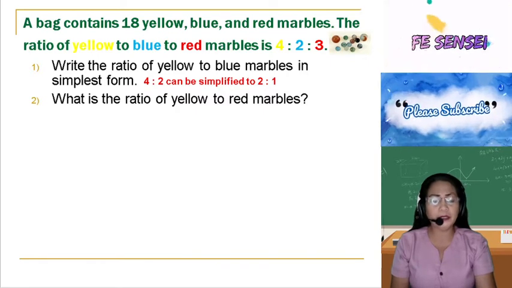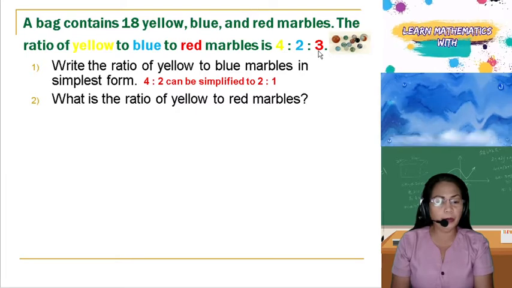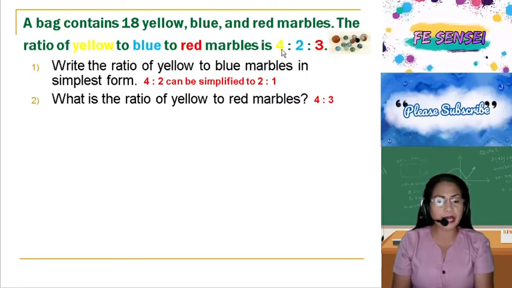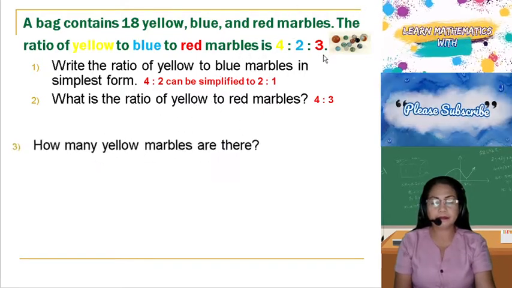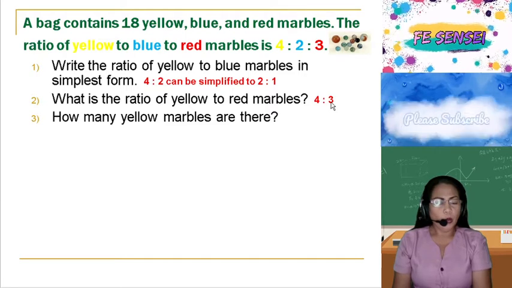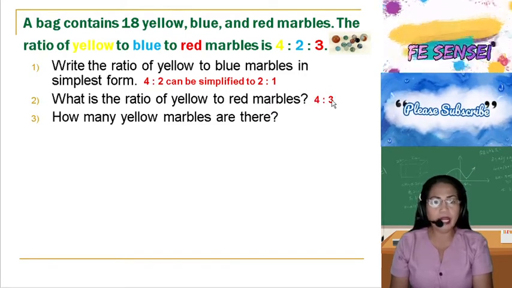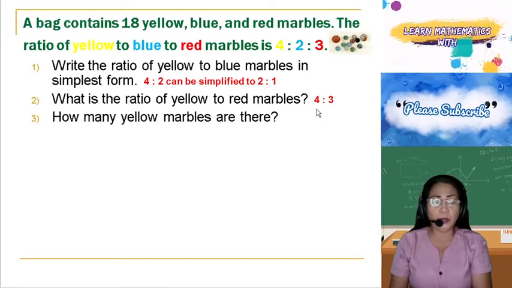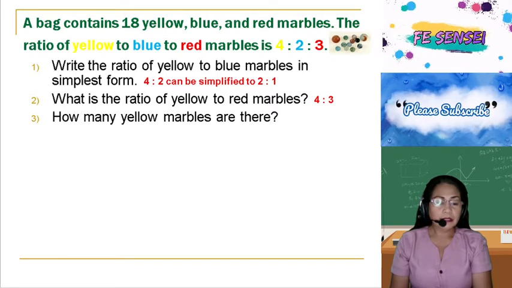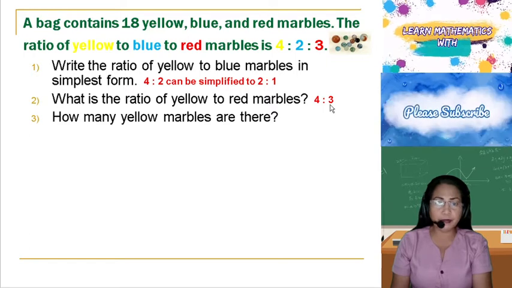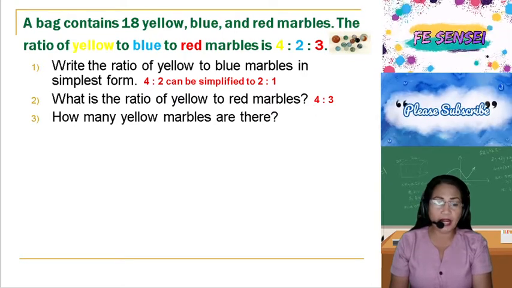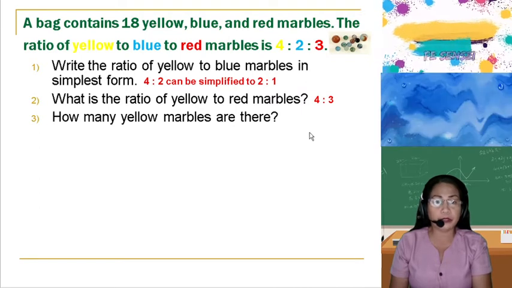What is the ratio of yellow to red marbles? So the ratio is 4 is to 3. We cannot simplify 4 and 3 because there is no greatest common factor between 4 and 3. 3 is prime and the factors of 3 are only 1 and itself, and 4 is composite. The factors of 4 are 1 times 4 and 2 times 2. So there is no common factor between 4 and 3.